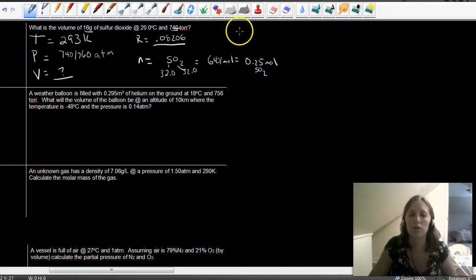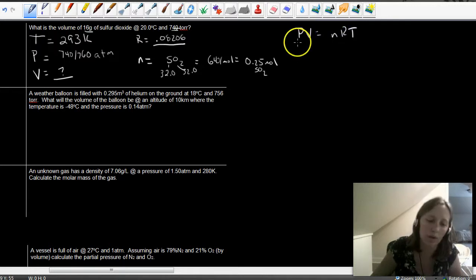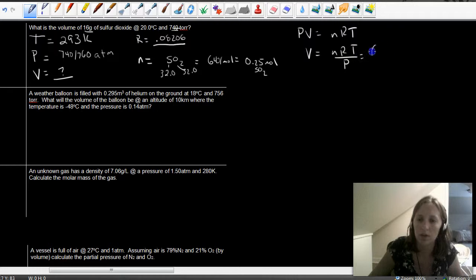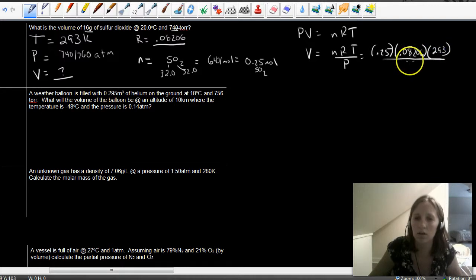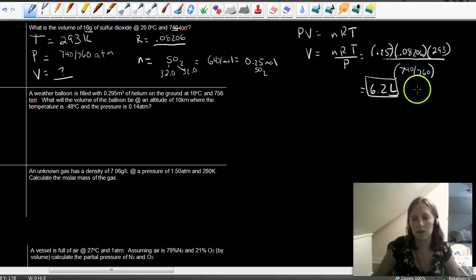So that's going to give you PV equals nRT, and you're going to want to rearrange that so that V is your answer. So V equals nRT over P, which is 0.25 times 0.08206 times 293 over 740 over 760. And that gives you 6.2 liters. Bam. That is the volume. There is an example of the ideal gas law in use.